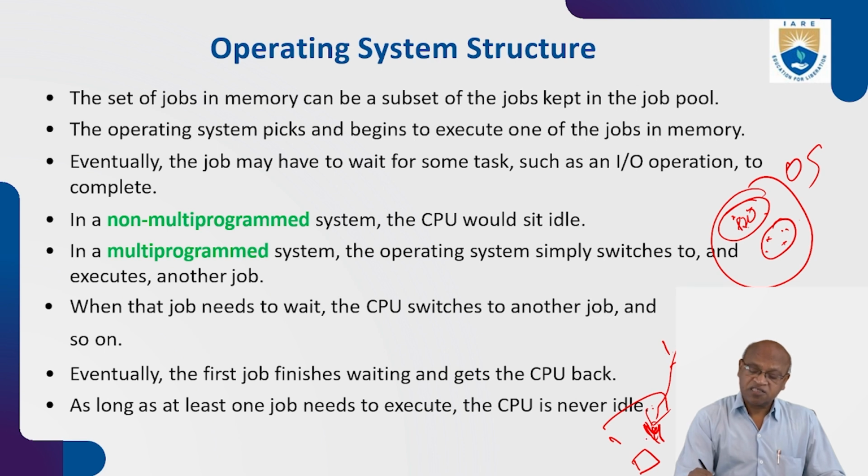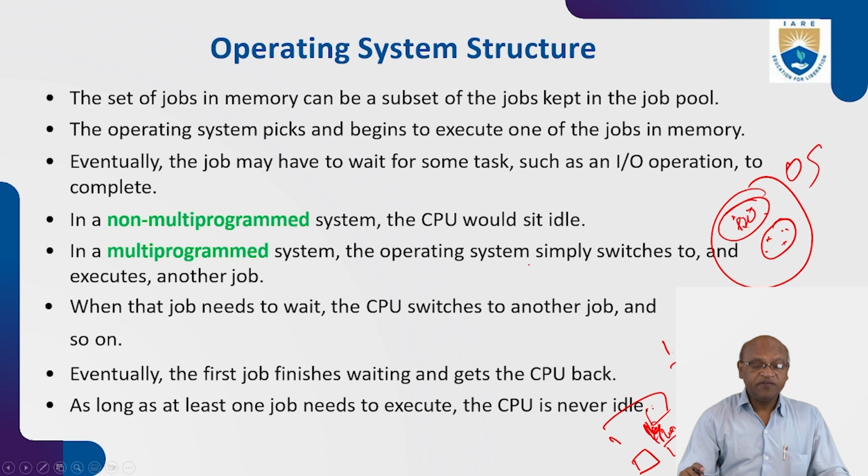Suppose some instruction requires some input. Then the OS will keep that instruction in the wait state or IO state, waiting for some input. So eventually the job may have to wait for some task, such as an IO operation, to complete. In a non-multiprogram system, the CPU would sit idle.